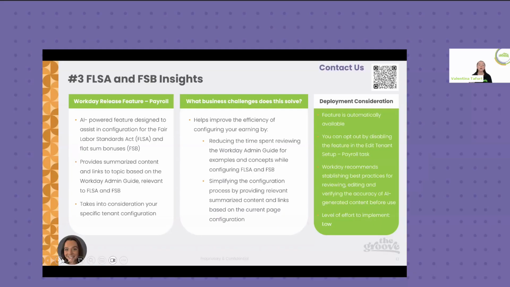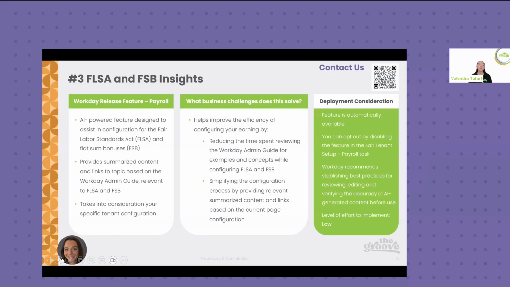How this works is when you're configuring the earning, as soon as you mark the earning to be FLSA eligible or resolved by FLSA, it will come up with a little prompt. And if you click on the prompt, Workday is going to use AI to give you some insights about FLSA and flat zone bonus configuration. This is being pulled from the Workday admin guide, and it is using AI to understand what configuration you have in your tenant and what information is relevant to you.